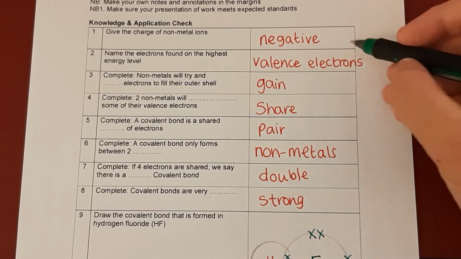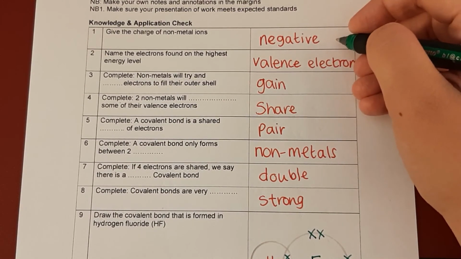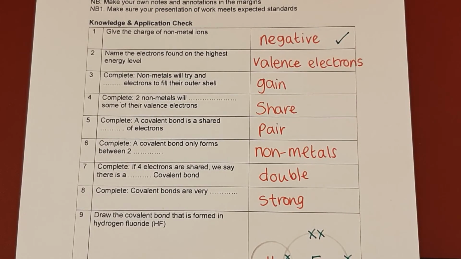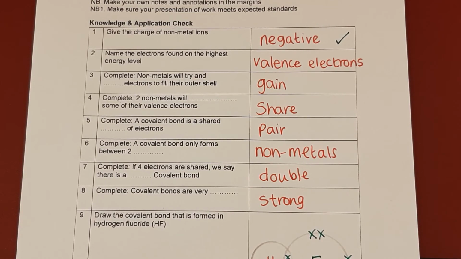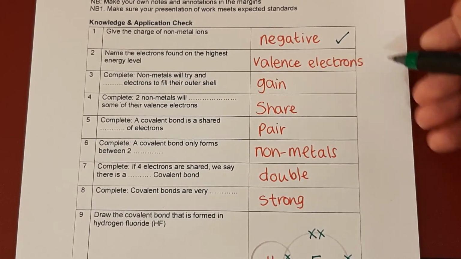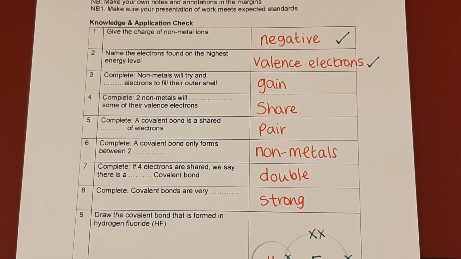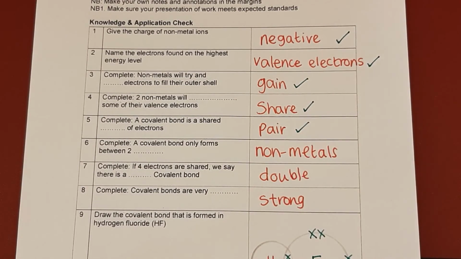The charge of non-metals, when they turn to ions, always have a negative charge. And that's because they gain electrons. Now, question 2. The electrons found on the highest energy level are the valence electrons. Non-metals will try and gain electrons to fill their outer shell. 2 non-metals will share some of their valence electrons. A covalent bond is a shared pair of electrons.